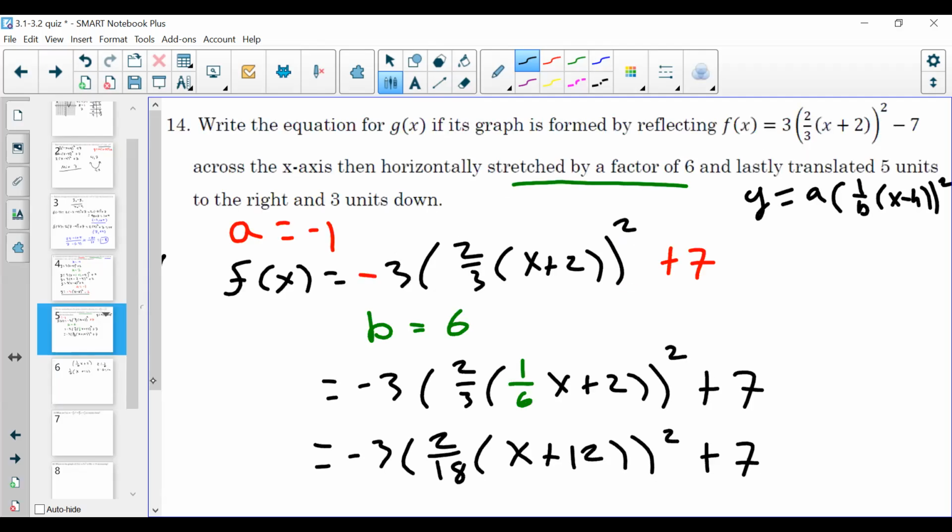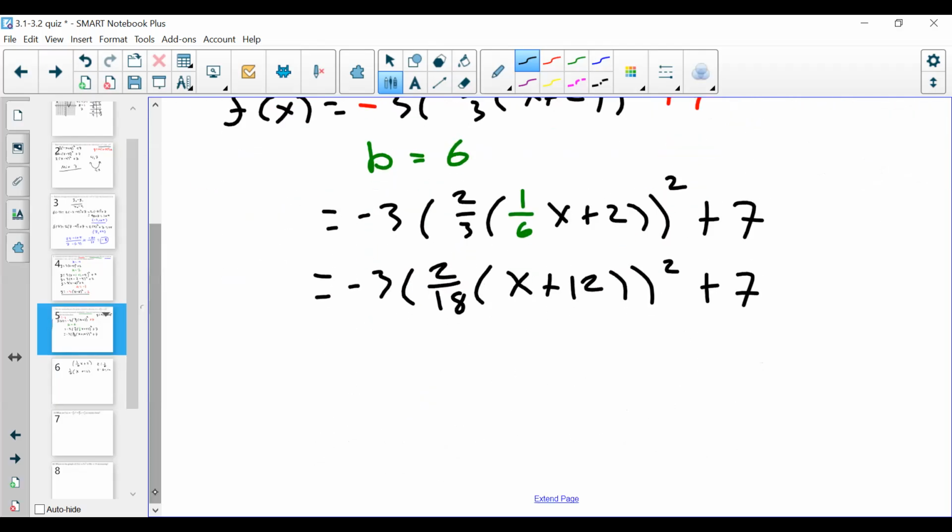And another way to think about that is that I'm stretching it by 6. That h value, which is an x value, is being stretched by 6. That's why I went from 2 to 12. It's stretched by 6. Everyone okay with this? Any other questions? No?